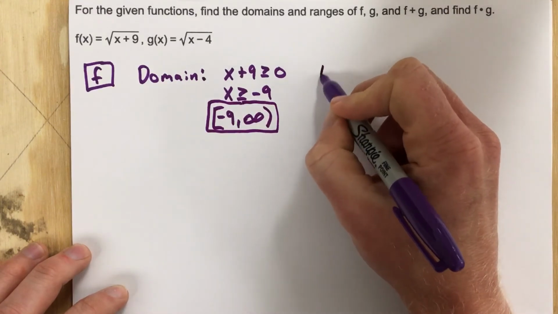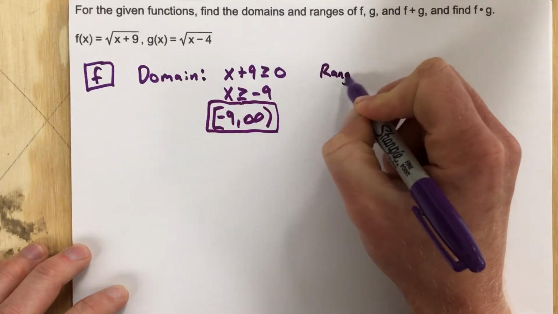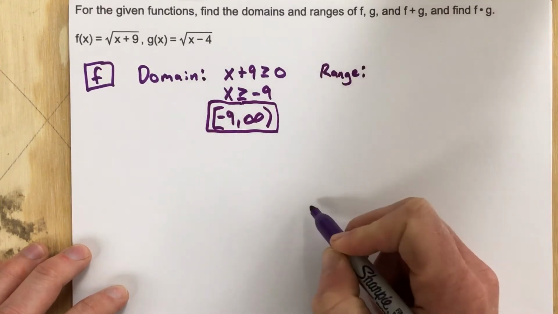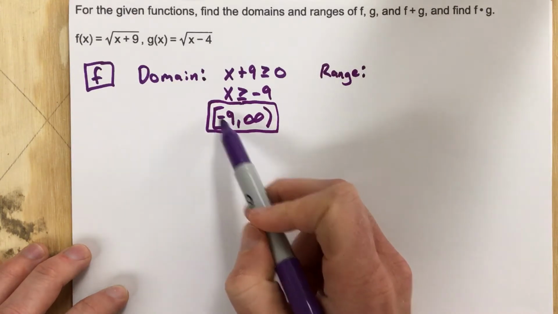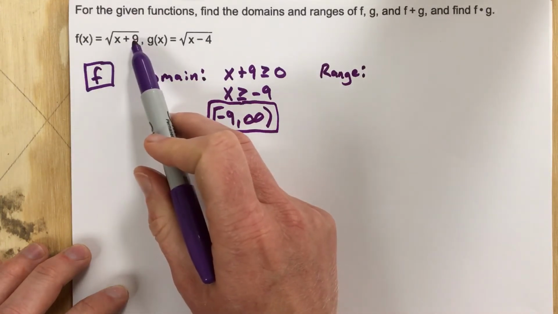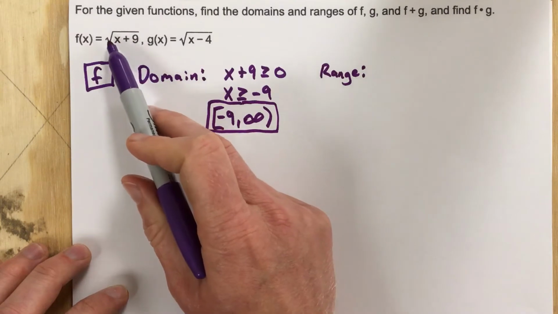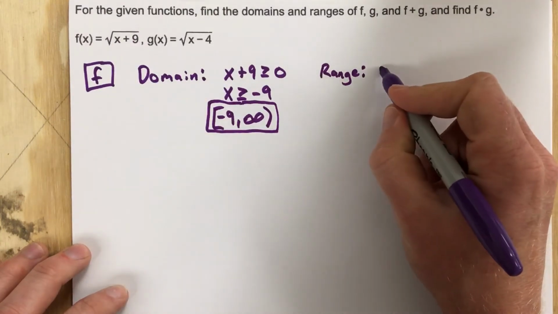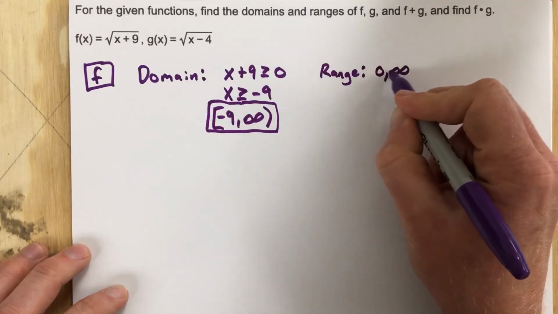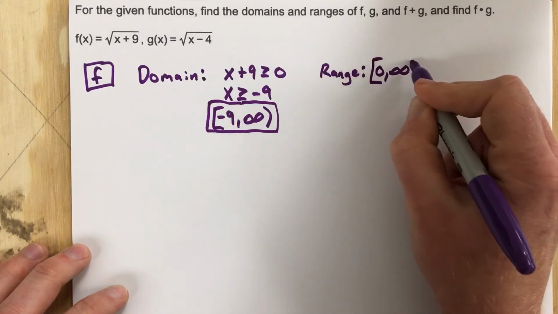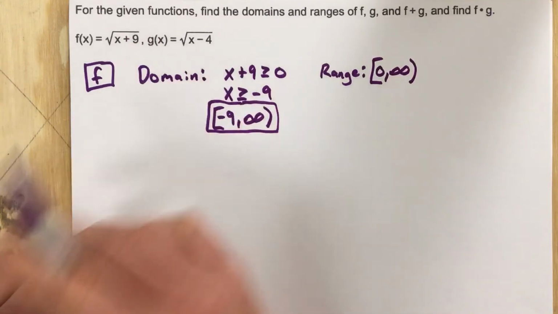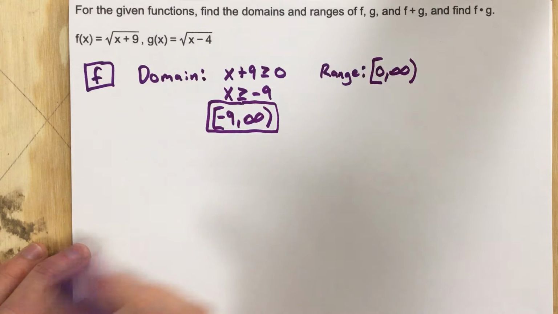Now the range of that function: when I plug in negative 9, I get negative 9 plus 9, which is 0. So the root of 0 is 0, so my range is actually 0 to infinity, because 0 is the smallest value I can get when I take the radical of some number and get a real number, that is.